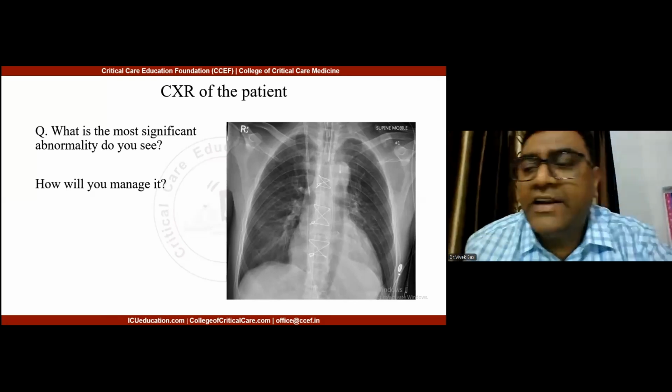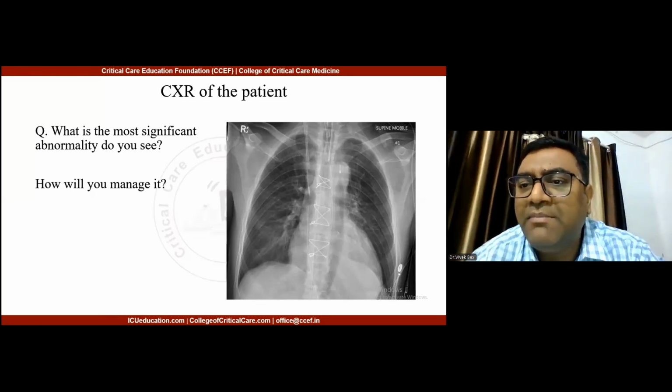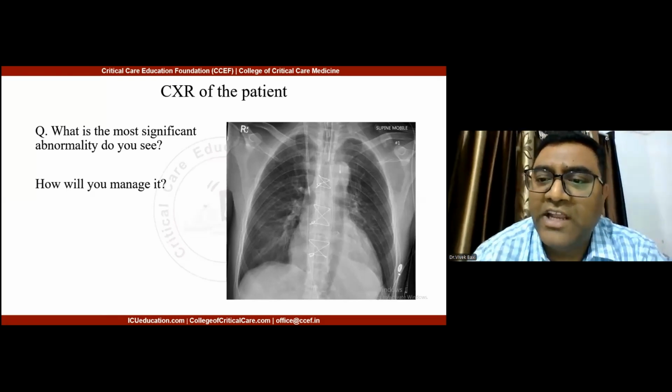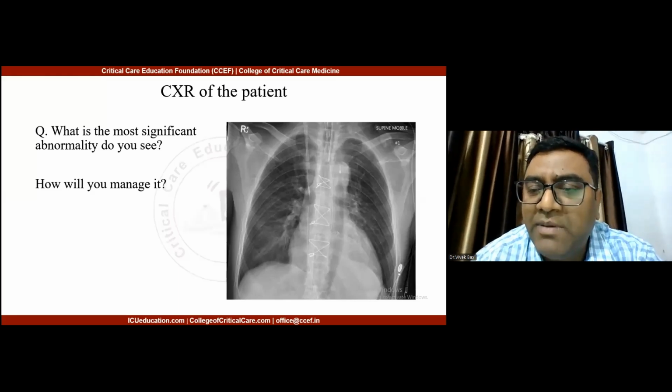Any other expert comments from Meeta ma'am and sir on this particular X-ray? If suppose sometime you get IABP malposition.